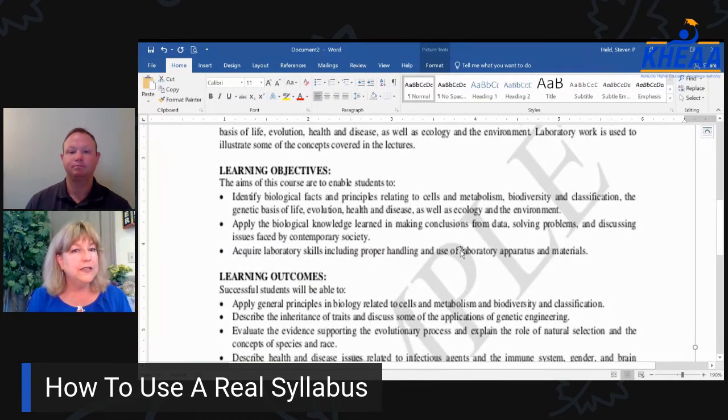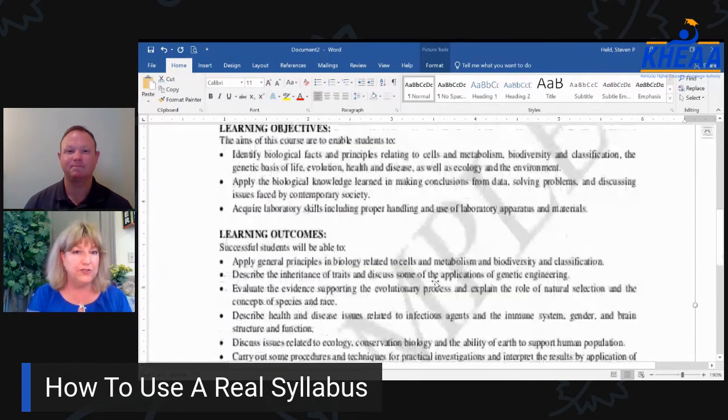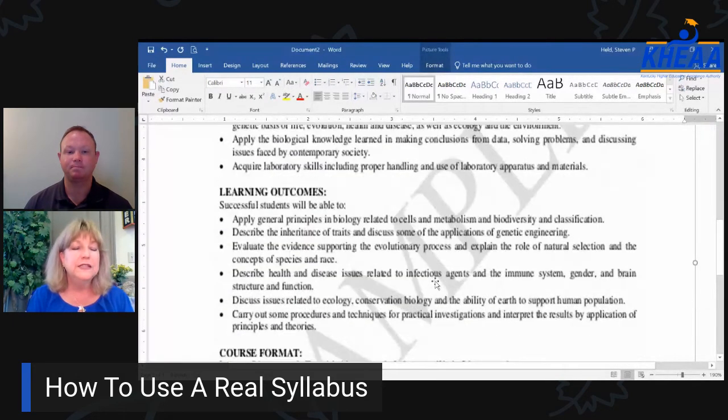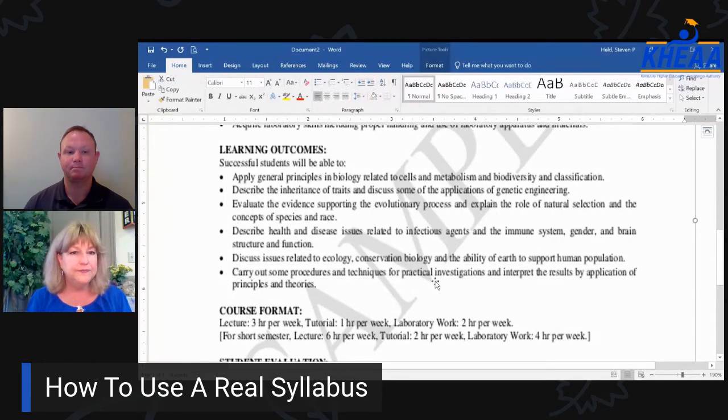Okay, and then learning objectives, again, are going to be important. You want to know, what am I going to get out of this class? What is it going to do for me? Why do I need it? And then the objectives, of course, are what they want you to get, and the outcomes are what you're going to see when it's finished. So it's going to detail that.